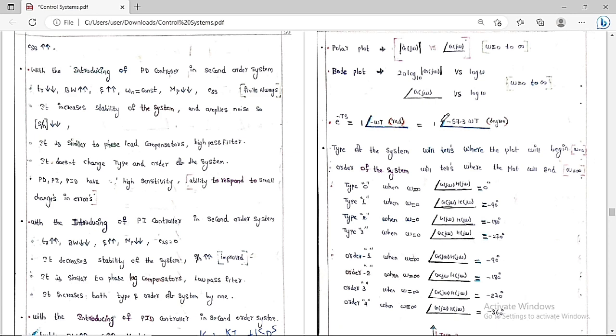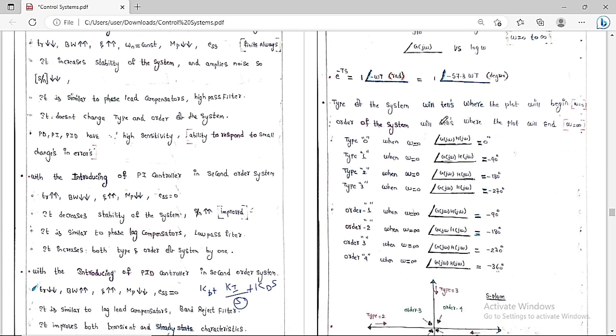Now the next one: the type of the system will tell us where the plot will begin, at omega equal to 0, and the order of the system will tell us where the plot will end, at omega equal to infinity. I already told you, if you want to draw the polar plot, the first thing you have to see is the open loop transfer function. The type of the system tells you where the plot begins, and the order of the system tells you where the plot ends. So listen carefully. With the help of the open loop transfer function only we are going to draw the polar plot.